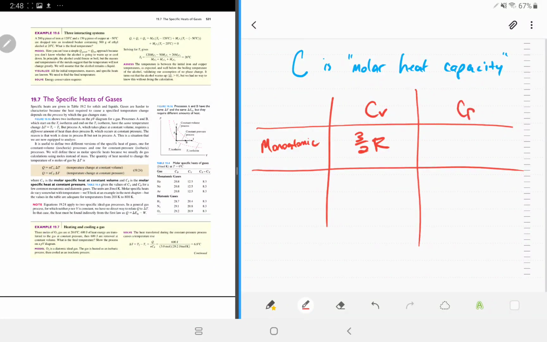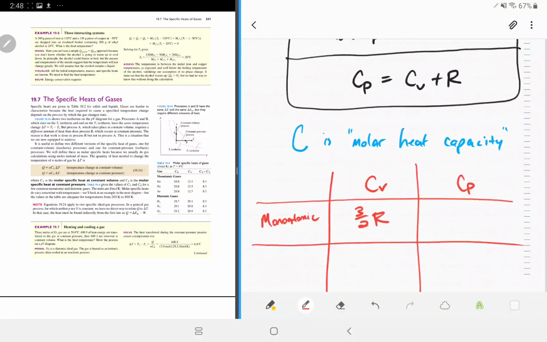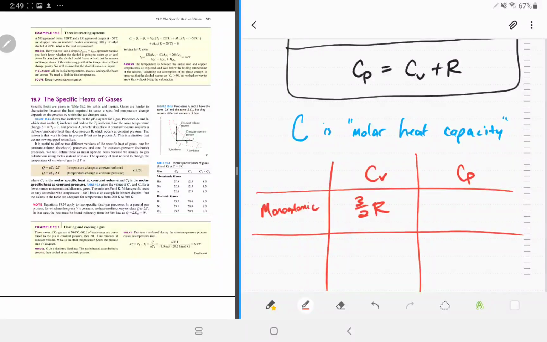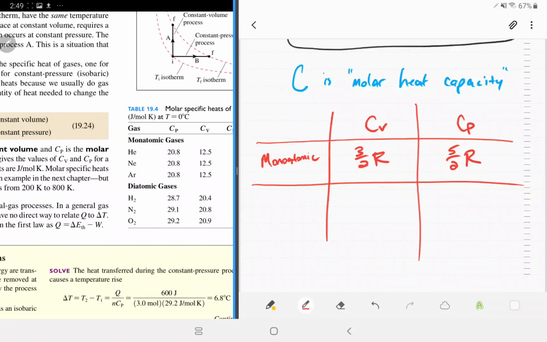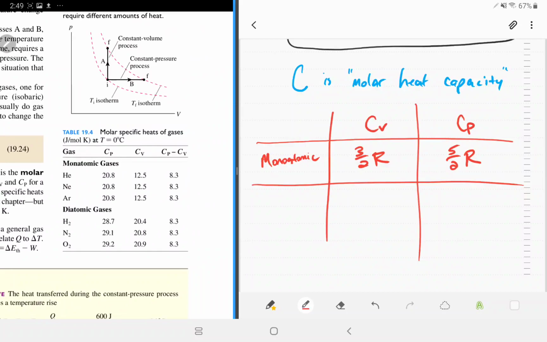And the value for CP, once you have one of these two things, you know the other one, because it's just either a plus R or a minus R. If we know what CV is, then CP is CV plus R. So 3/2 plus 1 is 5/2. Looks like this is 5/2 R. Notice how for all of these monoatomic gases, R is about 8.3. If you multiply by 3/2, it's a little bit more than 12, and that's exactly what we see for CV. CV is 12.5. And then if you add R, 8.3, we get the value for CP.